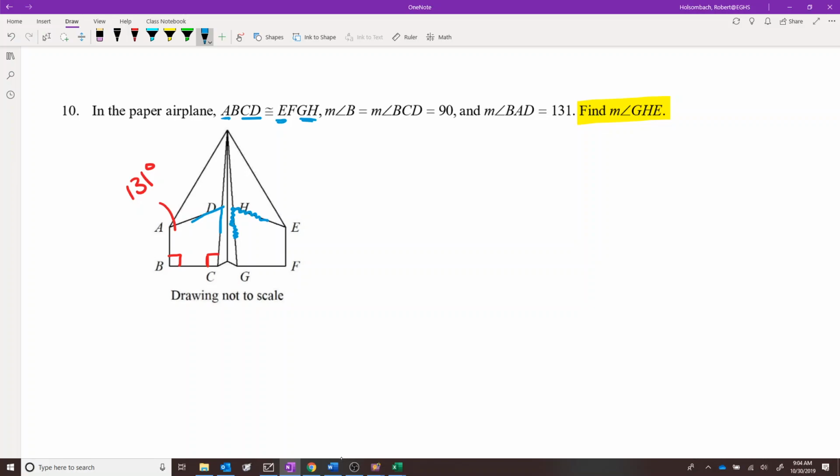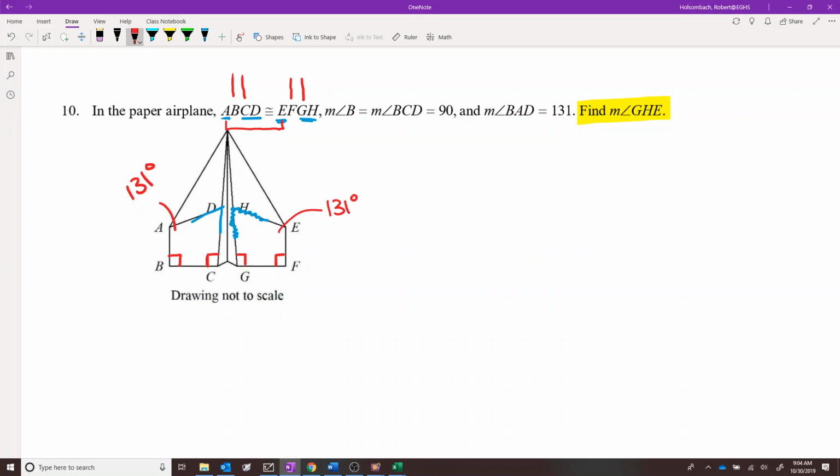Alright? Now, by the congruence statement, angle B, second letter, is congruent to angle F. So angle F is 90 degrees. Angle C, third letter, congruent to third letter. So C is congruent to G. Those two are the same. E and A are both the first letters in the description, so they're congruent to each other. So angle E equals 131 degrees.